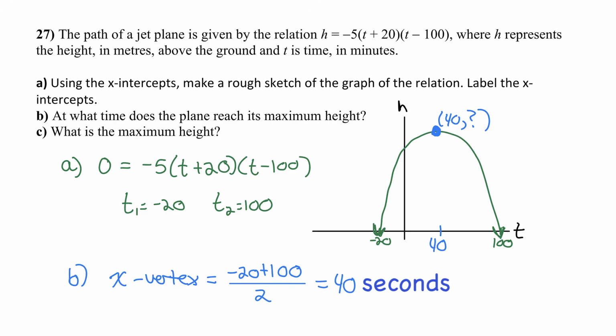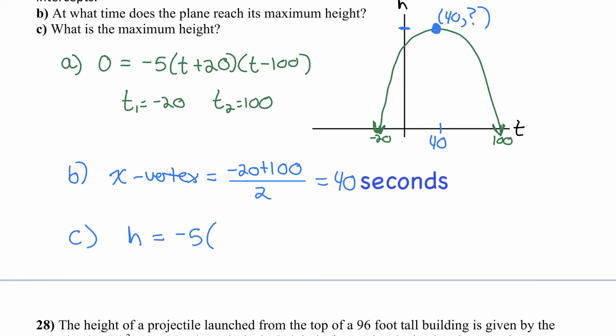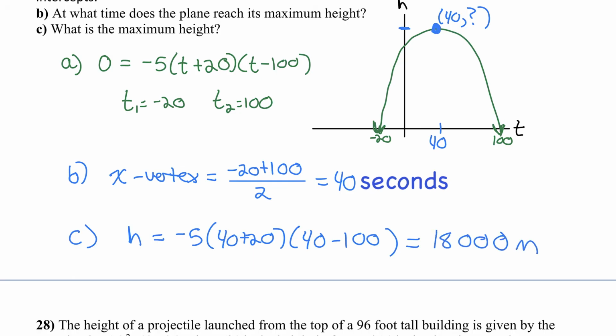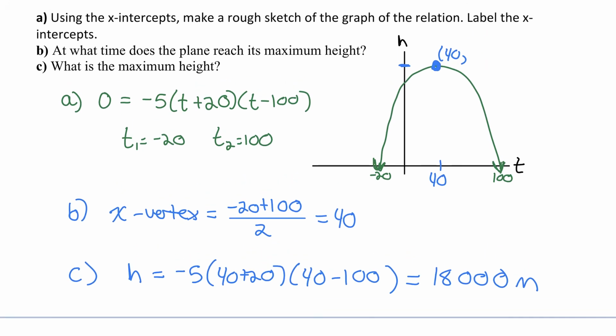Part C wants to know what is that maximum height. So we need to figure out what is this y-coordinate of the vertex. We could get that just by taking this 40 and subbing it in for the time in my original equation, and it'll give me the height. So part C, the height would equal, just sub 40 into the original equation for time, and I get 18,000, and the units we're in are meters. So that vertex is at the point 40, 18,000. So there you go. There are 3 applications done.